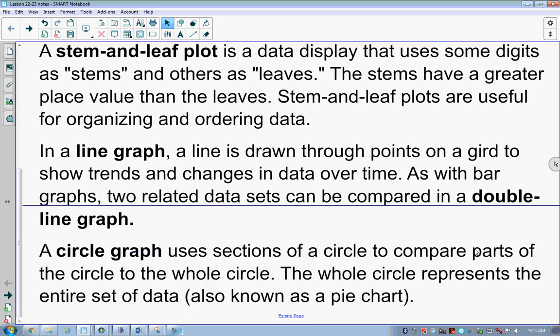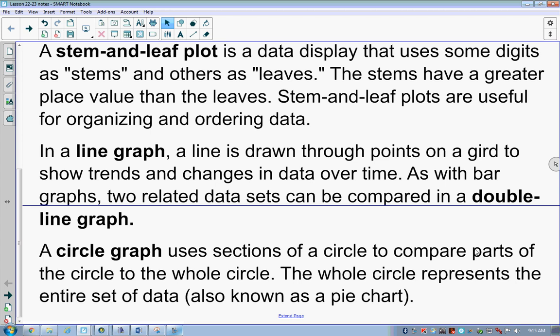In a line graph, a line is drawn through points on a grid to show trends, changes in data over time. We connect those points, right? As with bar graphs, two related data sets can be compared. We could do a double line graph, to show where things go up and down. Sometimes, if you're bored enough to watch the news, you'll see the Dow Jones report and see things kind of going up or down. That's more of a line graph. It's not quite a bar graph. If we wanted to show two different sets of things, we could do a double line graph.